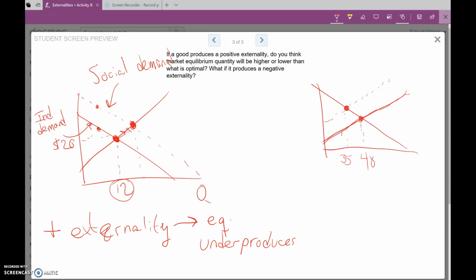So without any interventions, goods that produce negative externalities will be overproduced. So we have too much of the bad stuff and not enough of the good stuff.